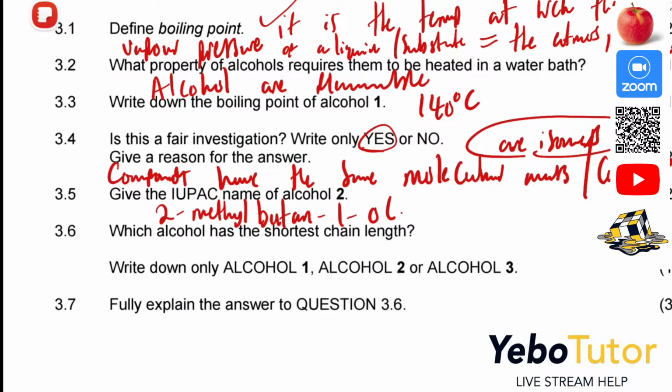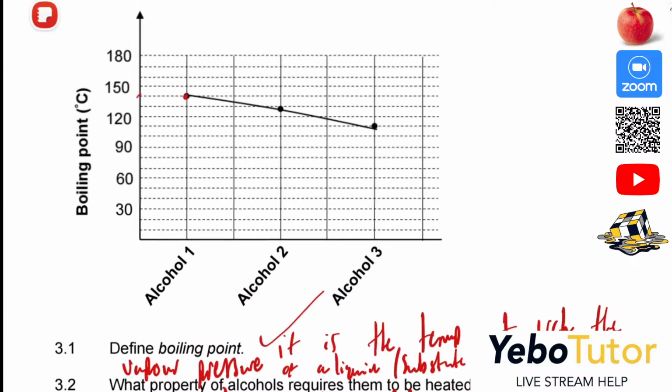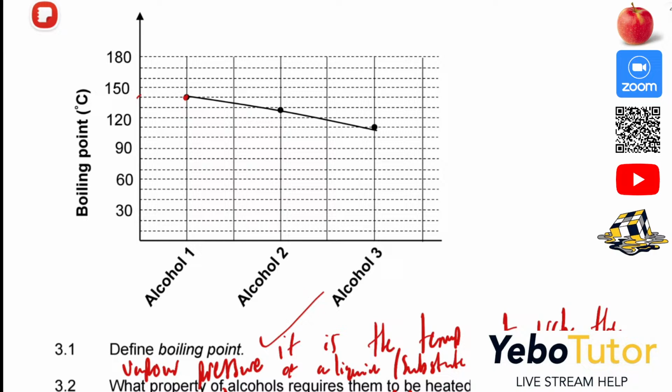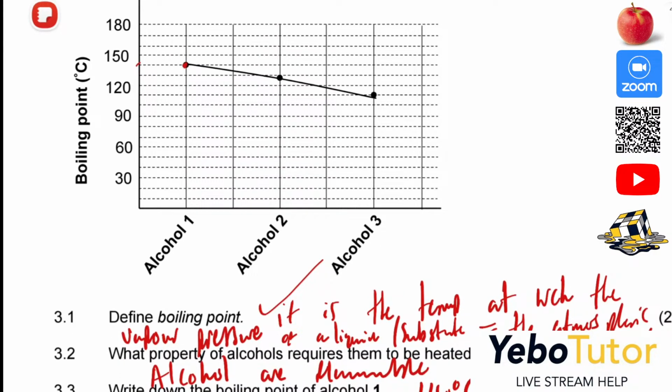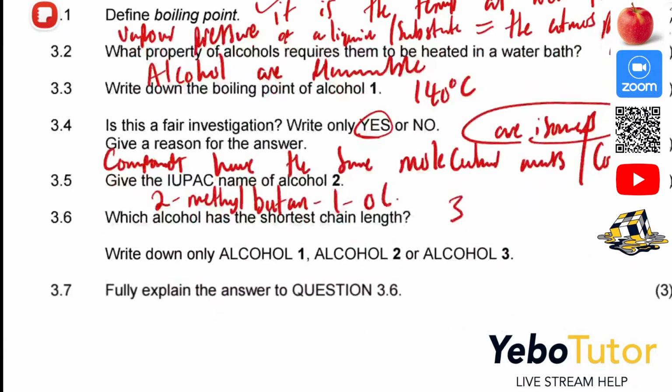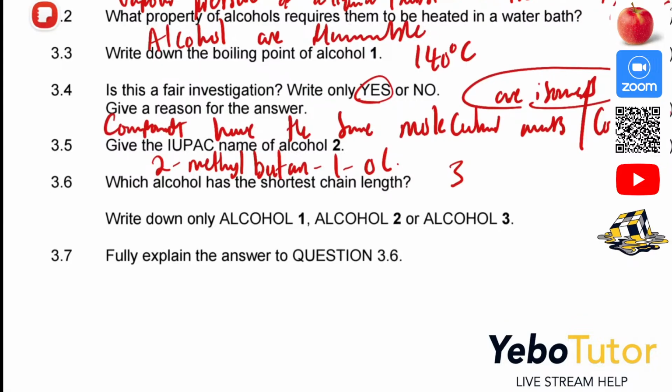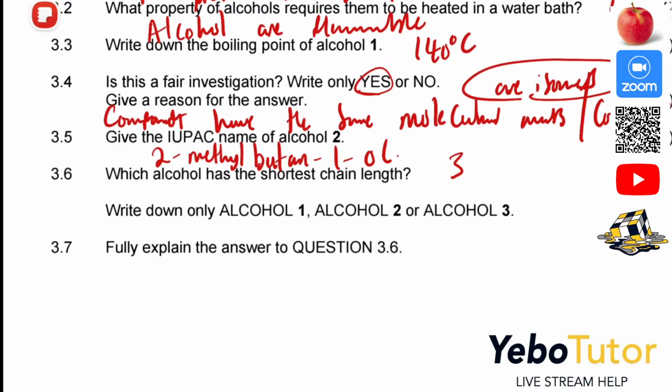Okay. Which alcohol has the shortest chain length? Definitely, guys, we can see that's alcohol number 3. Because the larger the surface area, the higher the boiling point. So definitely, since the boiling point of alcohol number 3 is low, definitely that will have the shortest length. Now, write down only alcohol 1, alcohol 2. Definitely is going to be alcohol 3. Fully explain your answer. Guys, this is easy, guys.